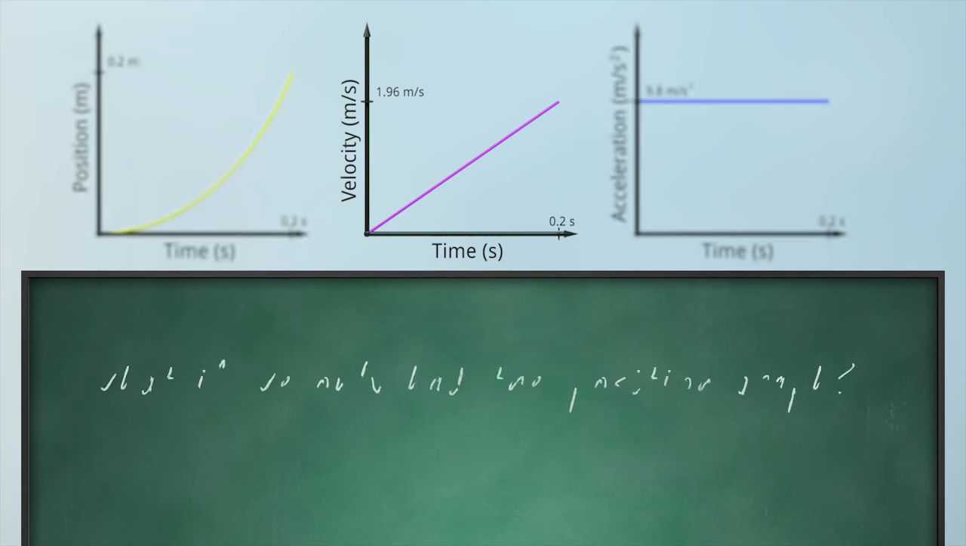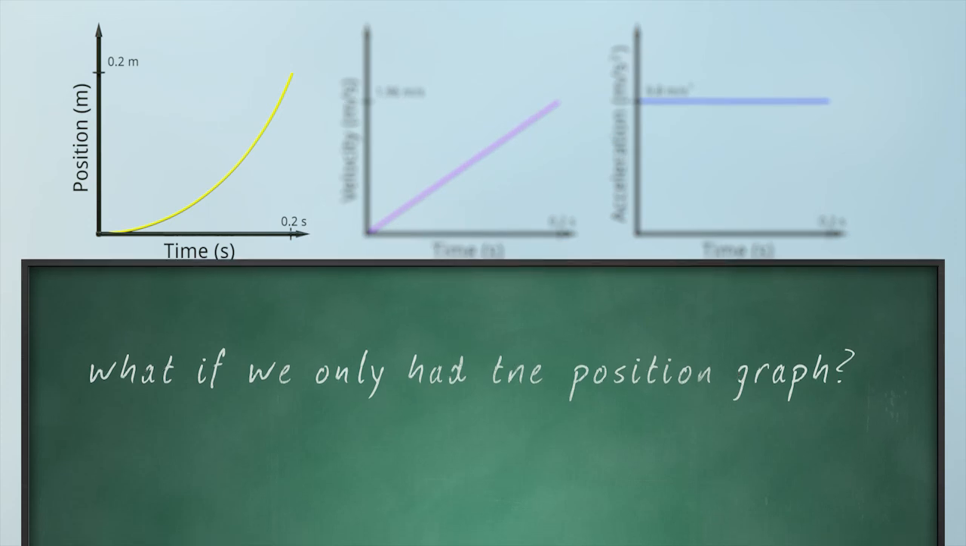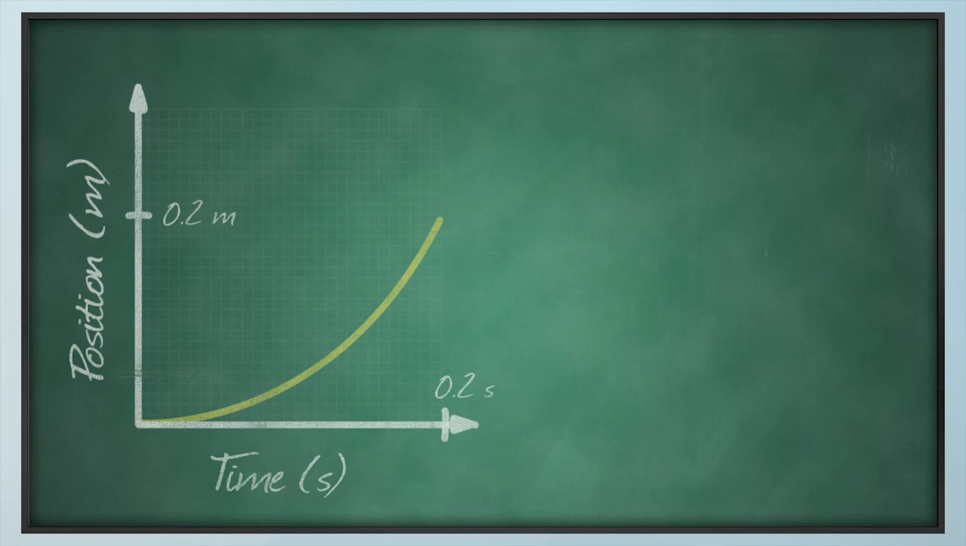But what if we only had the position-time graph? To find the instantaneous velocity at 0.15 seconds, we have to figure out the slope at that instant. And to do this, we'll use something called a tangent to the curve. Luckily for you, you already know what a tangent is, but you just might not realize it yet. See, a tangent is a line formed at any point on a curve with the same slope as the curve at that point.